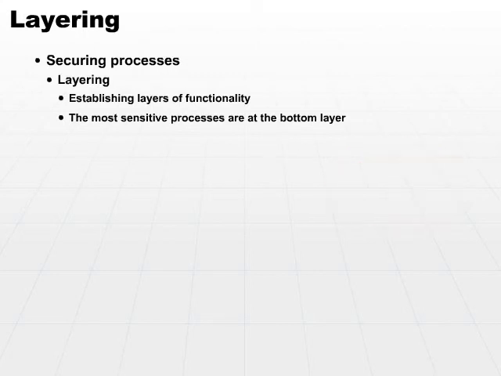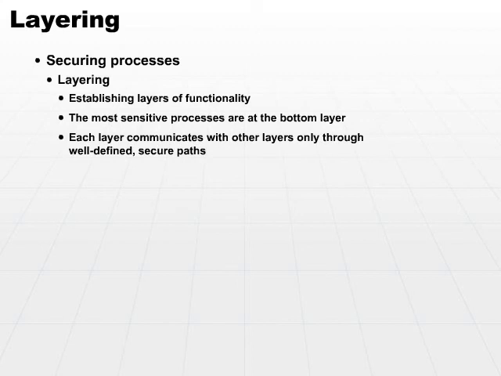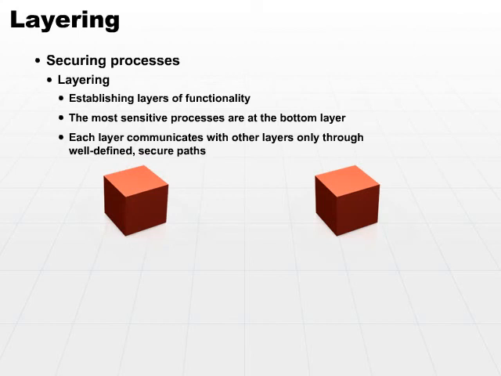Now, the way this works is that each layer operates at a specific predefined security level. One layer can only communicate with its neighbor layers through well-defined secure paths. This ensures that if there is sensitive data at one layer, it cannot be transmitted to another layer unless it is through a well-defined secure path that says, yes, you can transfer this secure data from layer 1 to layer 2 or layer 12 to layer 13, wherever it may be.